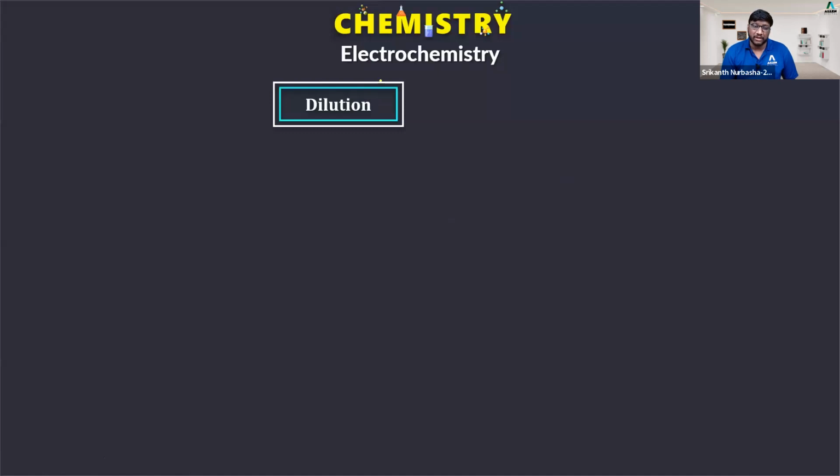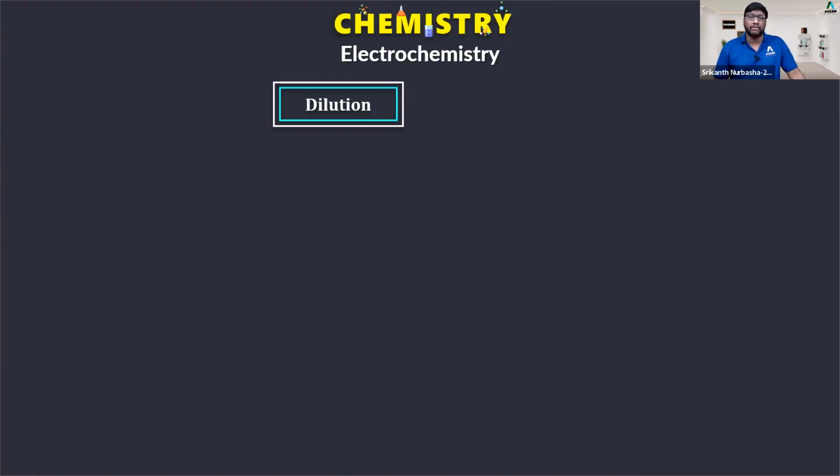Dilution. This concept of dilution is interesting. Upon dilution, you can just remember this fact. The equivalent conductance and the molar conductance increase, while the specific conductance itself decreases. Specific conductance decreases because of dilution, whereas conductance, equivalent conductance, and molar conductance, all these three will increase.